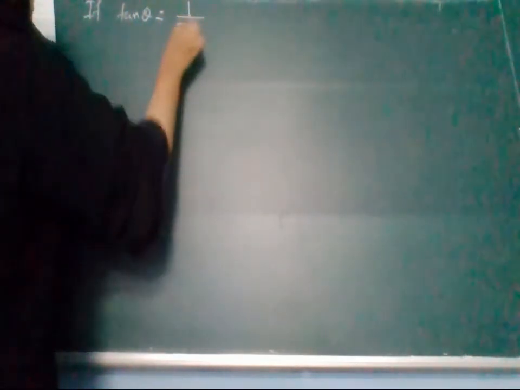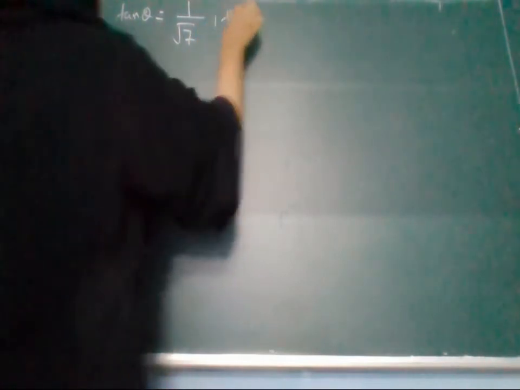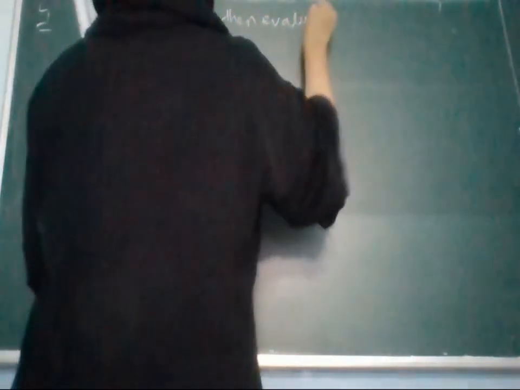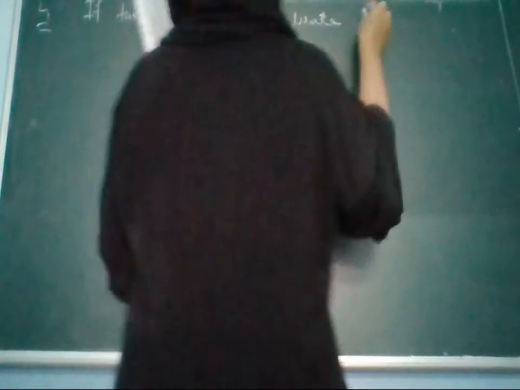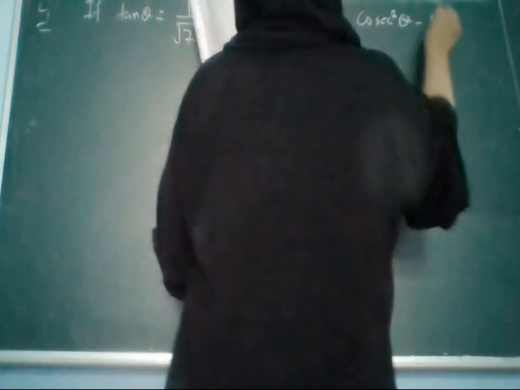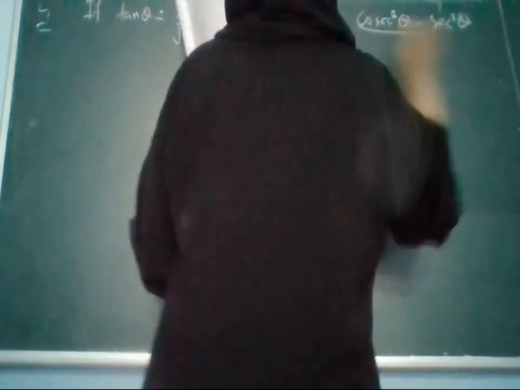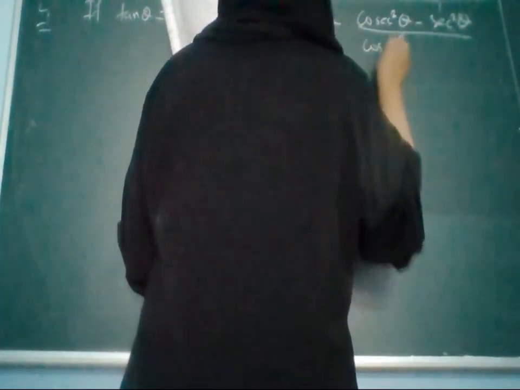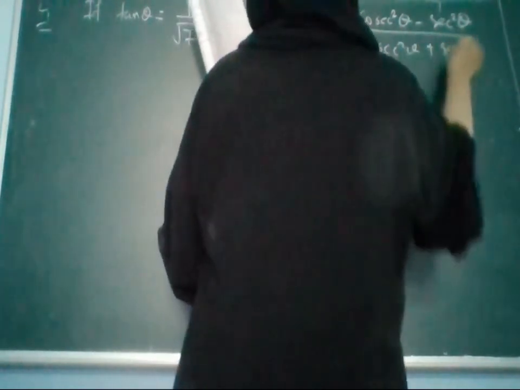Okay, so the question is, problem number 4, page number 27: if tan theta is equal to 1 upon root 7, then evaluate cosec square theta minus sec square theta divided by cosec square theta plus sec square theta.